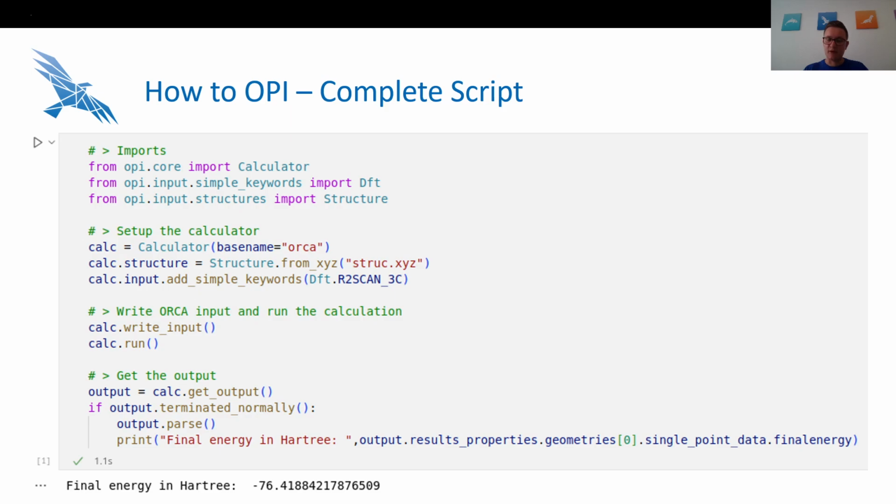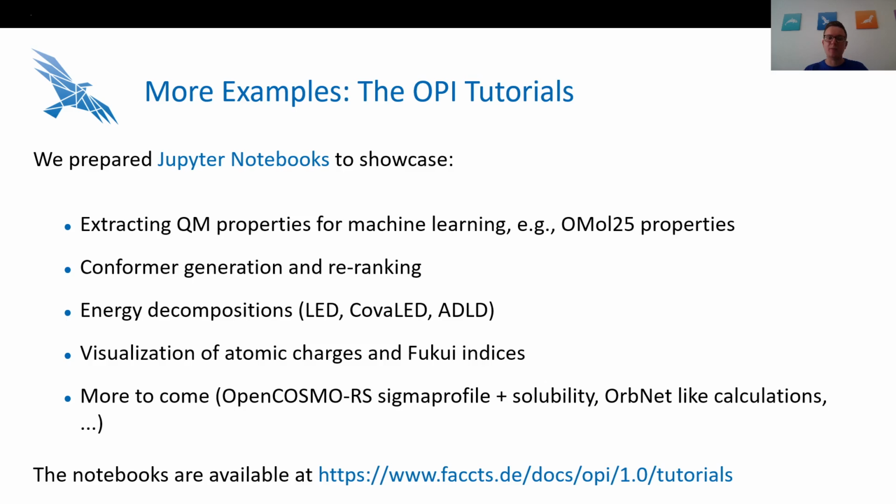Let's take a look at the complete script. We have the imports, where we import a calculator, some input keywords, and the structure class. And then we set up our calculator with a base name, a structure, and the type of calculation we want to do. We perform the calculation and get the output, where we can check if it terminated normally. This is a relatively simple example, and we prepared some more elaborate examples in the OP tutorials for you.